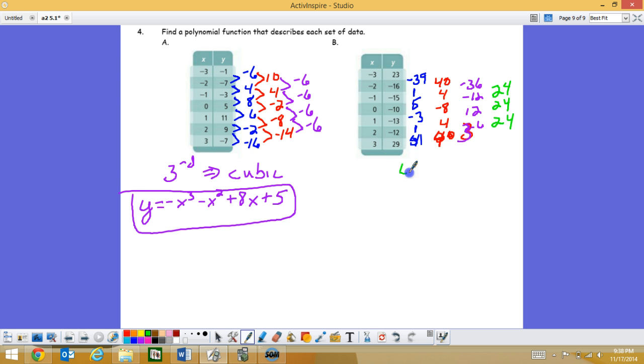So it's the fourth set of differences that are constant, which means the polynomial that describes this data is a fourth-degree polynomial, or a quartic.